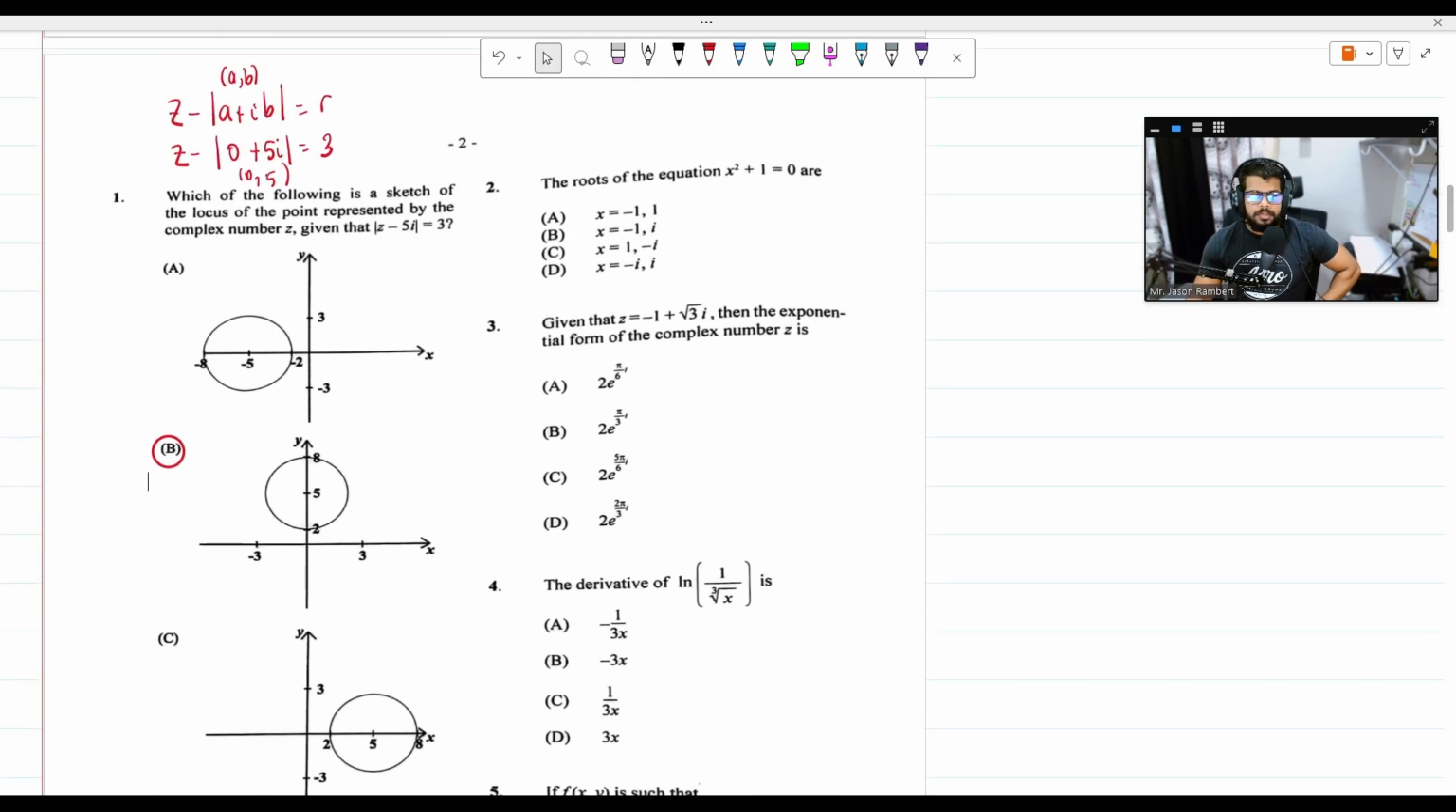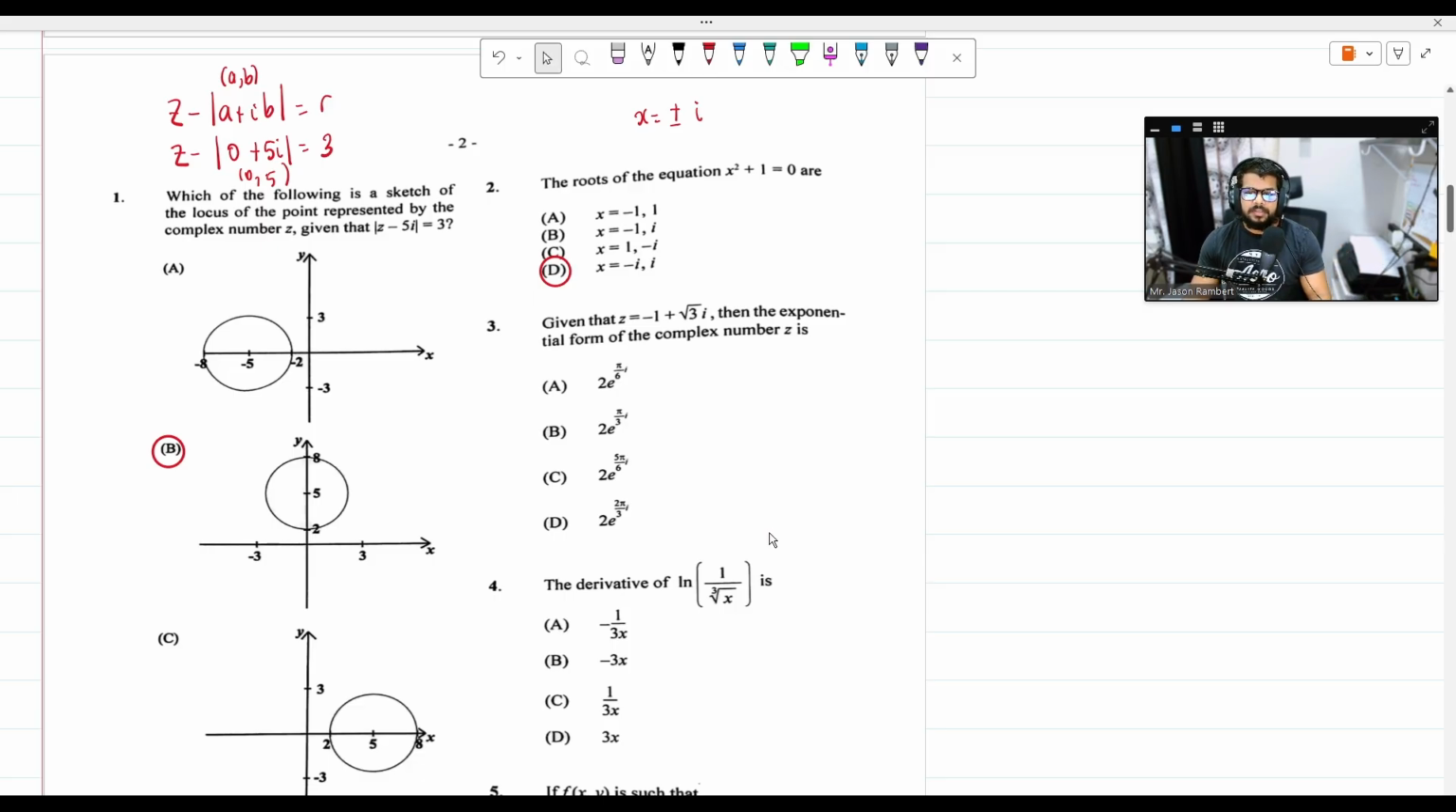Alright. Number 2. The roots of the equation: some of our calculators might be able to work this out, and if it could, then big up. The roots of the equation x squared plus 1 is 0, so I know x is going to be plus or minus the square root of minus 1, which is plus or minus i. D is the answer.